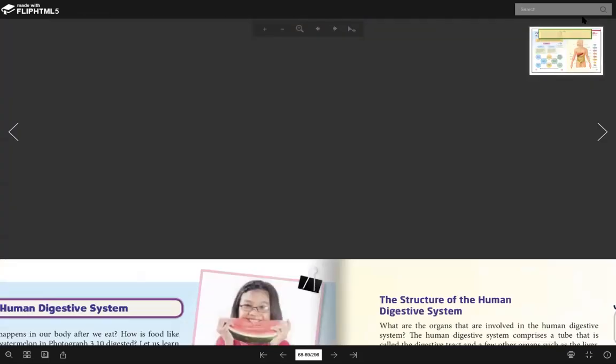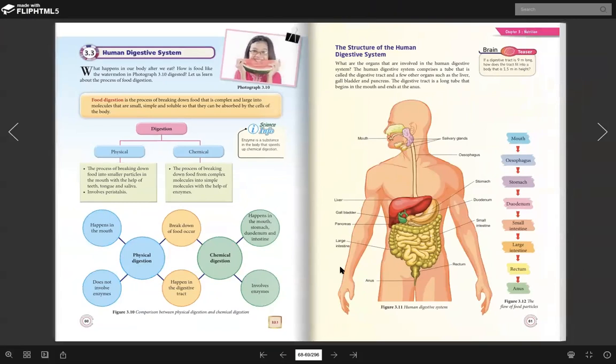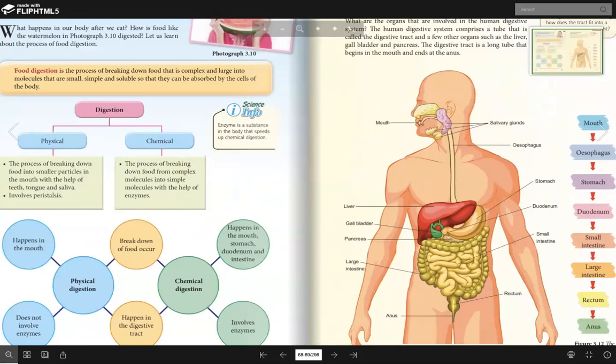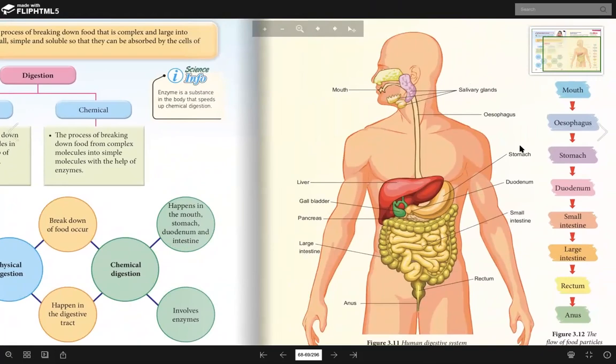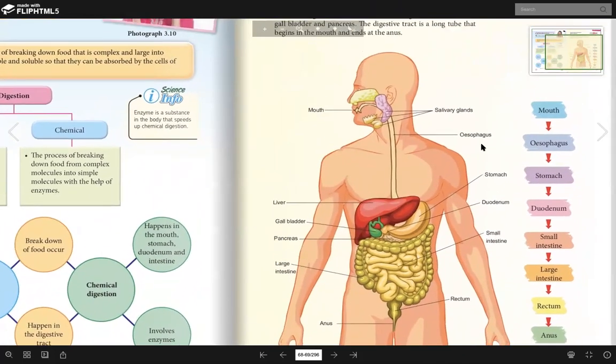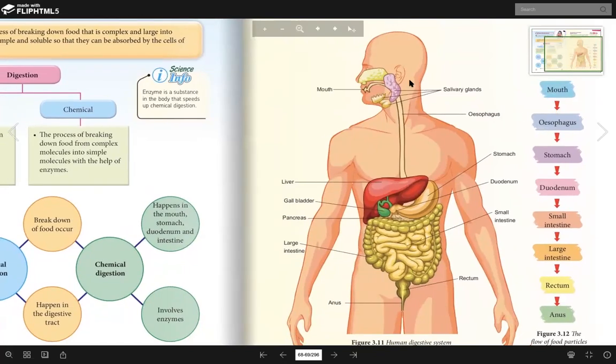Okay, guys, as you can see here, this is the human digestive system. This is how the human digestive system looks like. I hope you will know all of these organs. This is the pathway where the digestion process will happen. It starts with the mouth, mulut kita. Sebab apa kita makan menggunakan mulut? Ada makan guna telinga ke? Tak ada kan? Okay, so we start with the mouth.